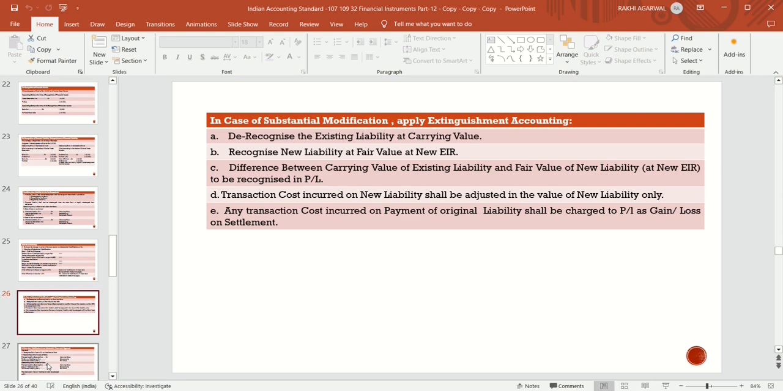Firstly, the first accounting entry is to de-recognize the existing liability at carrying value. Another entry is to recognize the new liability at fair value at new EIR. The difference between the carrying value of the existing liability and the fair value of the new liability is to be recognized in P&L. Any transaction cost incurred on the new liability shall be adjusted with the new liability only, and any transaction cost incurred on payment of the original liability shall be charged to P&L as gain or loss.